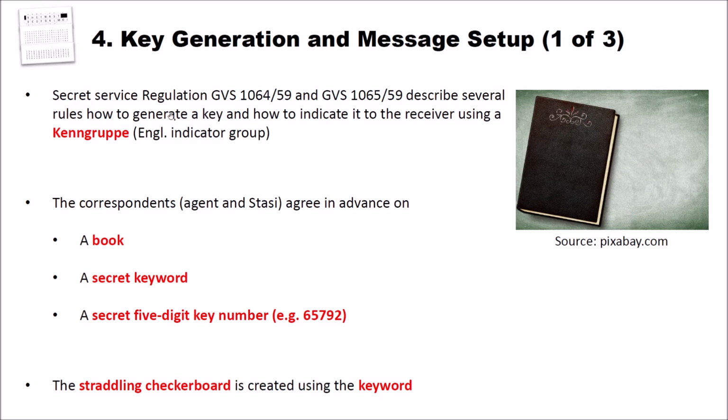The Secret Service Regulation describes several rules how to generate a key and how to indicate how we created the key so that the receiver can create the same key using a so-called Kenngruppe or English indicator group. And the correspondence, the agent and the Stasi agree in advance on 3 different things. First, they agree on a book, then they have to agree on a secret keyword, and they have to agree on a secret 5-digit key number. For example, 65792. This is also an example taken from the Stasi. Then the straddling checkerboard is created using the secret keyword.